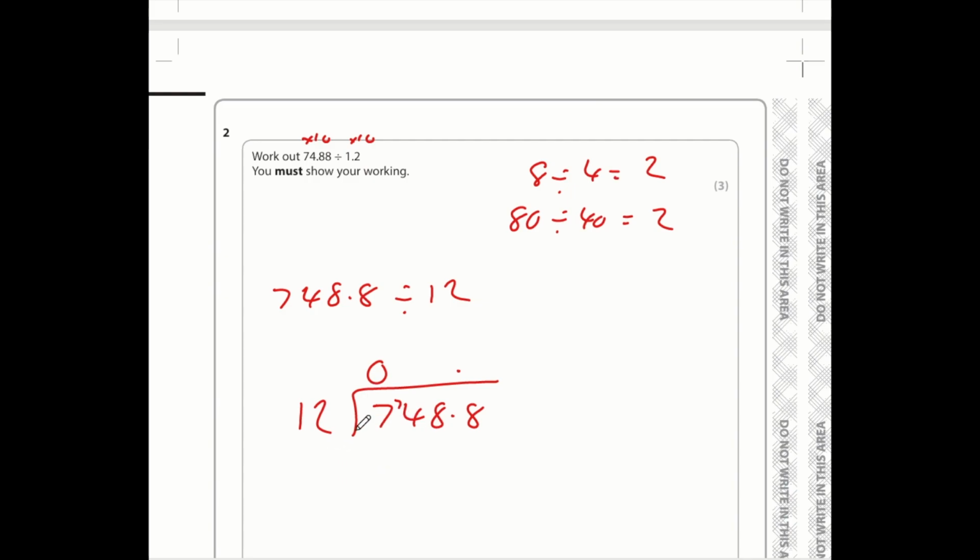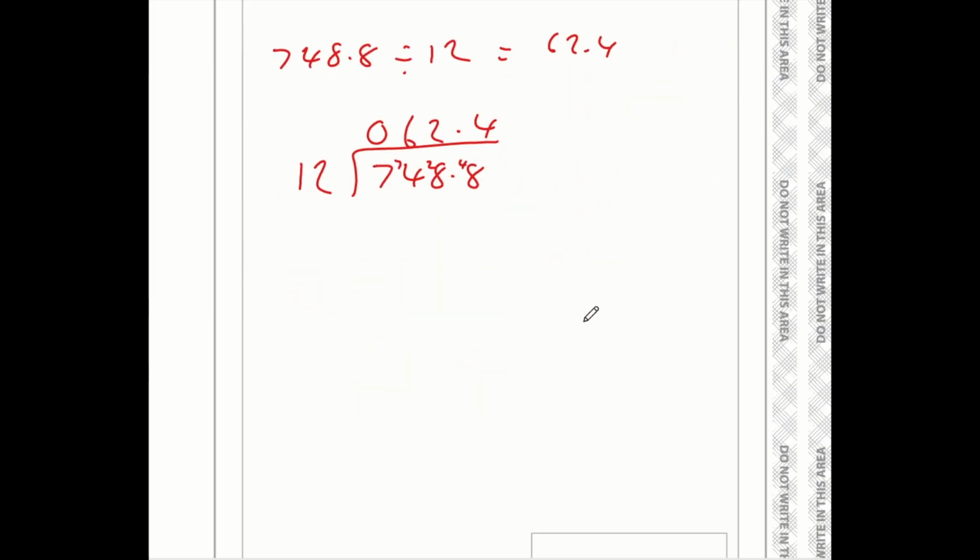Okay, how many 12s go into 74? So 5 12s are 60, so 6 12s are 72 with a remainder of 2. 2 12s are 24, so that is a remainder of 4. 48 divided by 12 is 4. So 748.8 divided by 12 is 62.4, you don't need to fiddle the answer. That is exactly the same as the answer to this question, in the same way that 2 was the same answer to both of these two questions. So there's our final answer, 62.4.